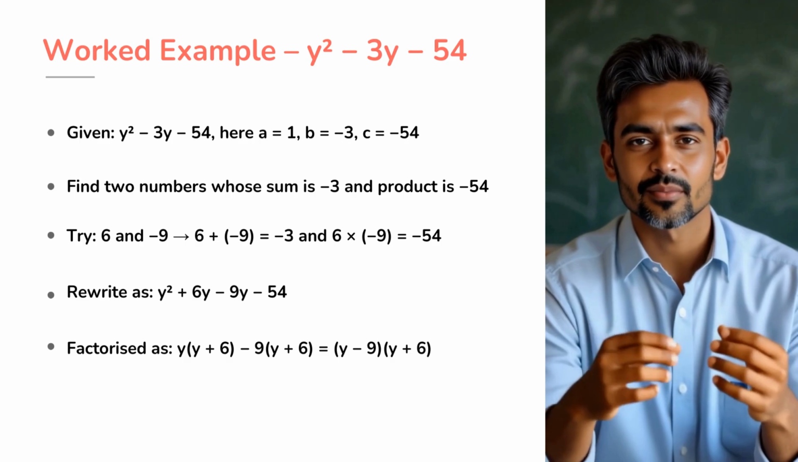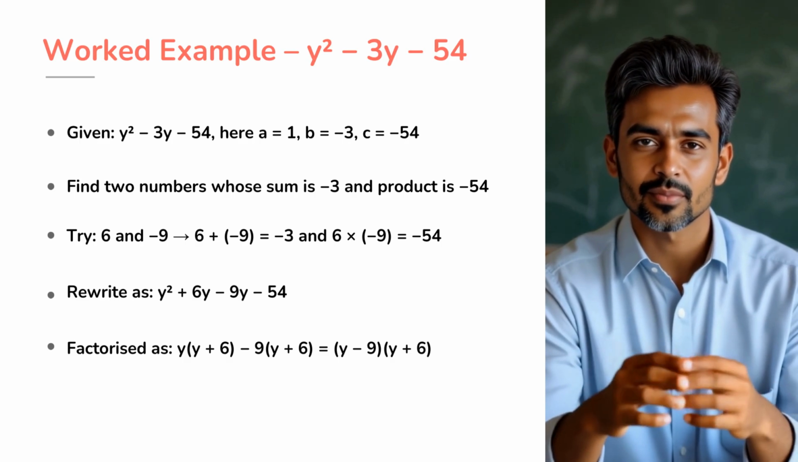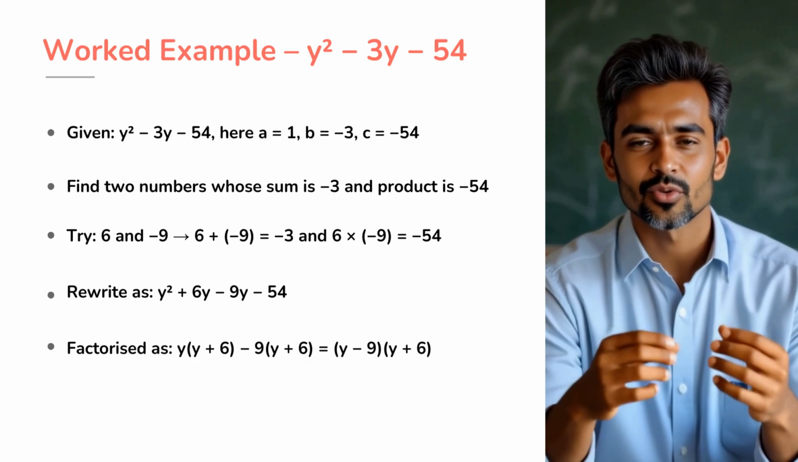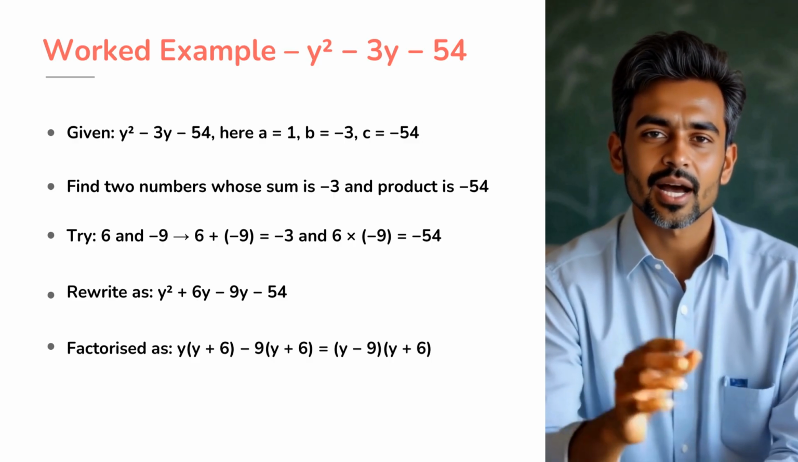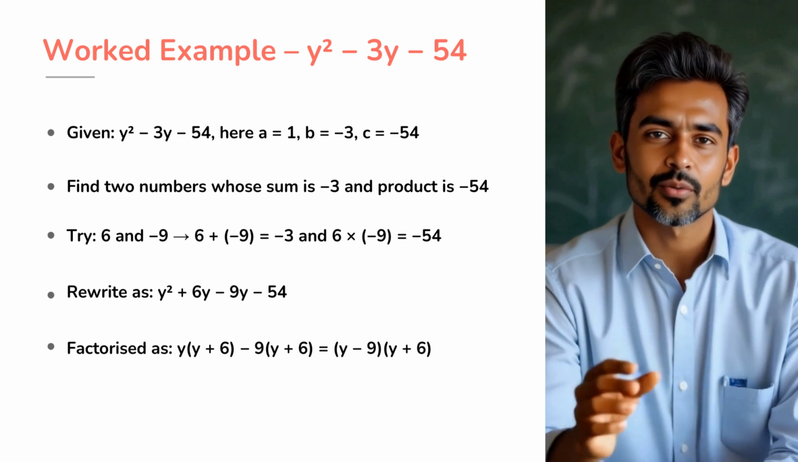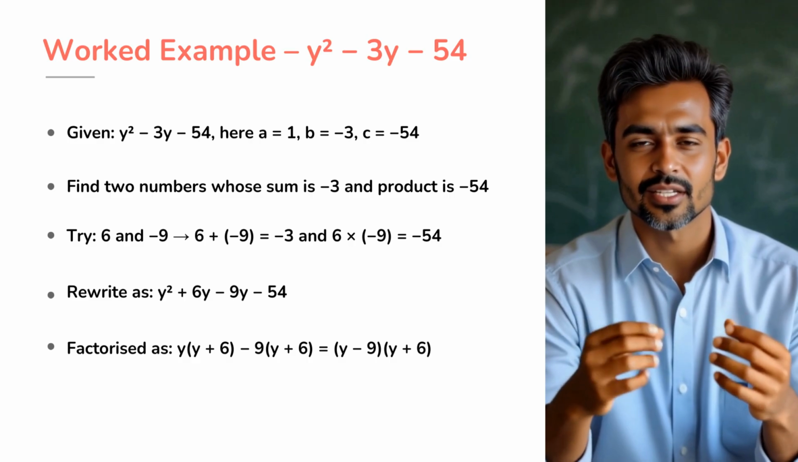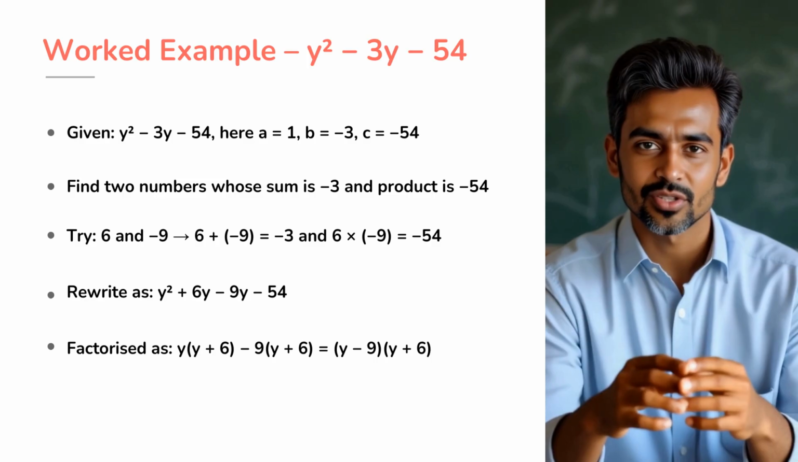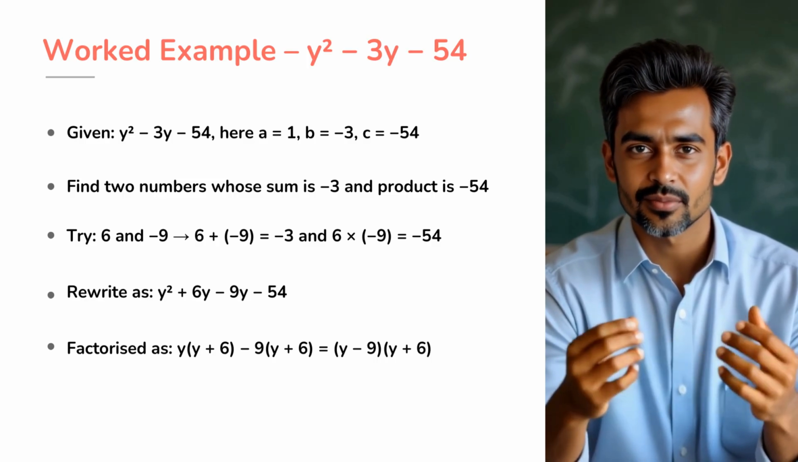Now let's take one with a negative middle term. We are given y squared minus 3y minus 54. Here, a equals 1, b equals minus 3, and c equals minus 54. We need two numbers whose sum is minus 3 and product is minus 54. Let's try 6 and minus 9. 6 plus minus 9 equals minus 3. 6 times minus 9 equals minus 54. Yes, these are our values.